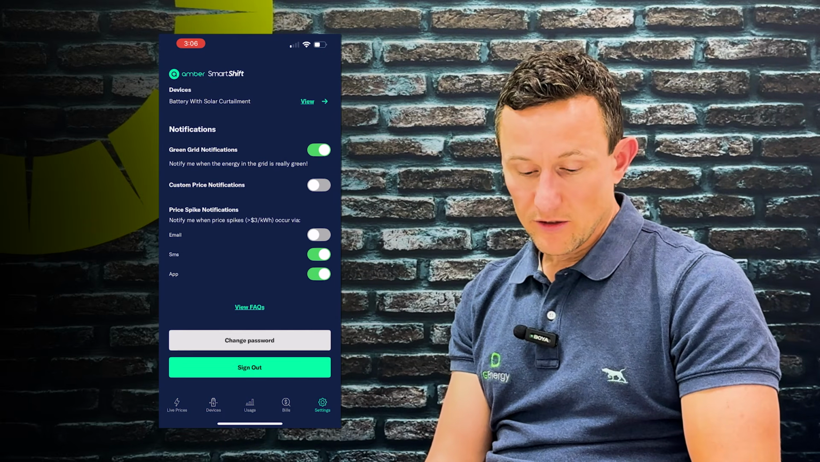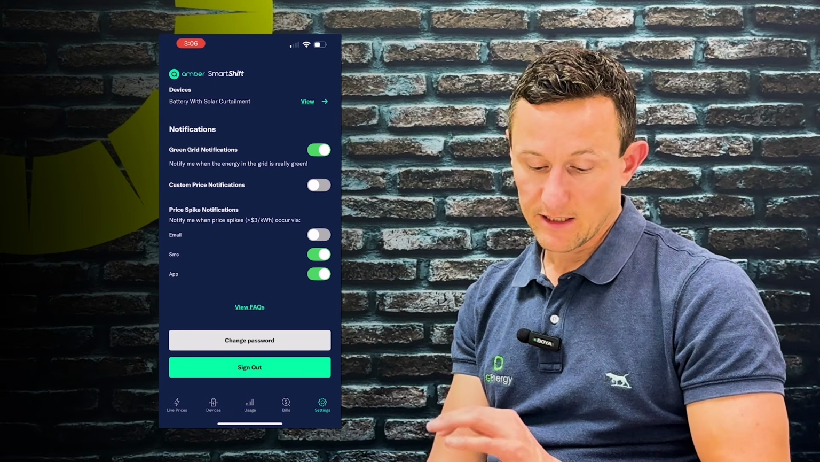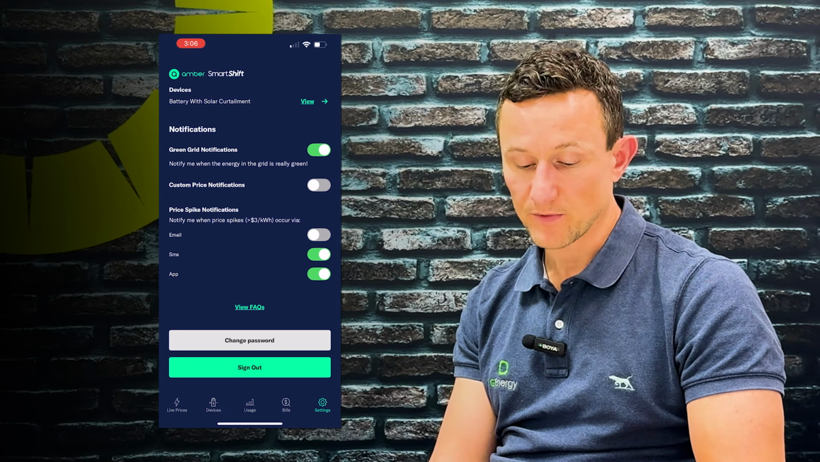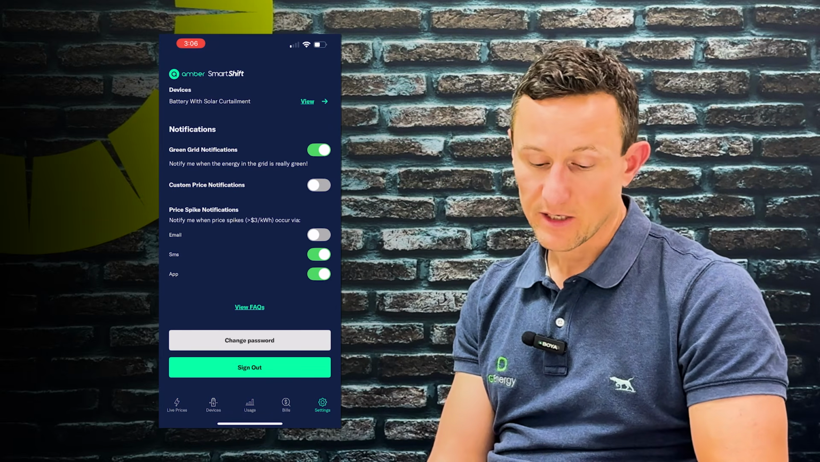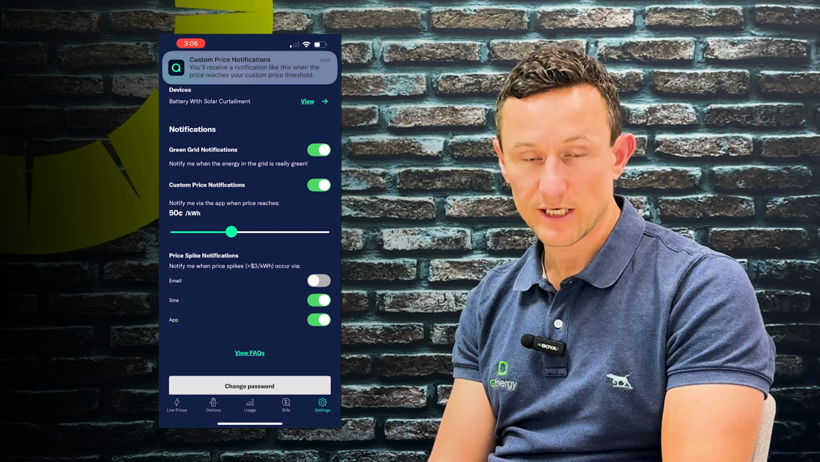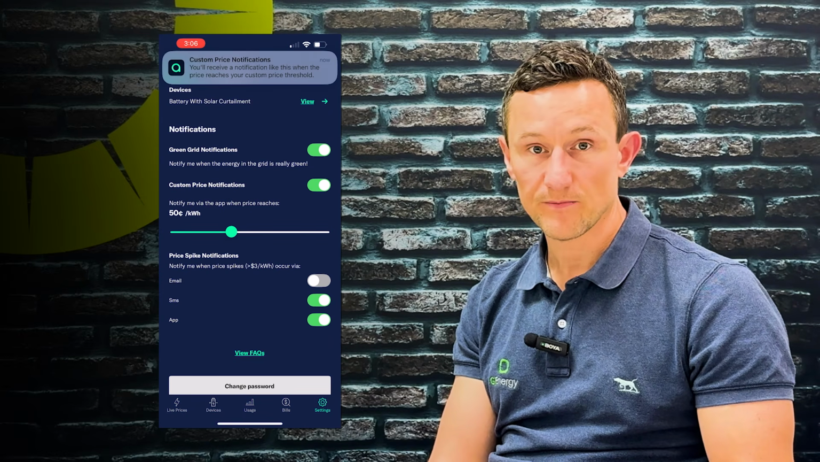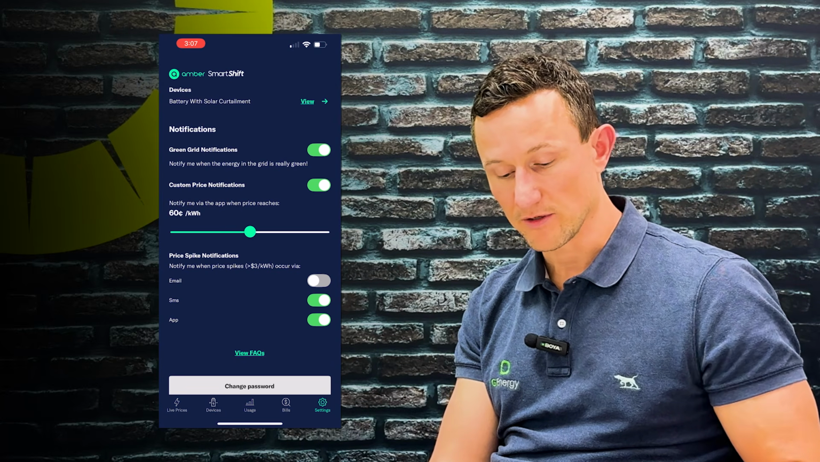Your price spike notifications, basically when it goes above $3 a kilowatt hour, I'm going to get a text message, which is an SMS, and the app will send me a push notification. I don't have the email one turned on because I don't need it in 3 places. The custom one, in the middle there that I missed, if you click on that, you can set your own threshold for when you'll be notified. So you'll receive a notification when the price hits 50 cents a kilowatt hour, and you can toggle that up and down as you choose.